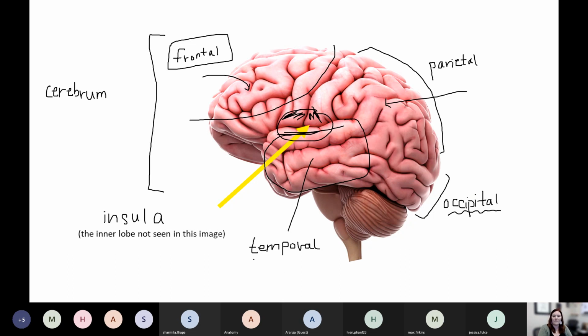Over on the side, we have the temporal lobe. And the temporal lobe primarily helps you with hearing, but the temporal lobe also helps some with smell. And the deepest lobe, the insula, is important in memories. That one is also important in the sense of taste. So each of the 5 lobes of the brain has slightly different functions.